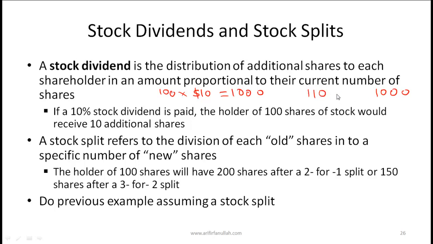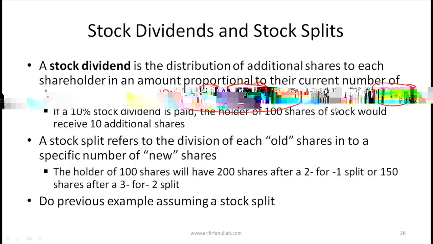So the value of the share, let's say X, could be determined by this simple equation: 100x is equal to 1000, and the new share price X would simply be 1000 divided by 110. So notice that your wealth remains the same. Number of shares goes up by 10%, so effectively the share price would come down accordingly.